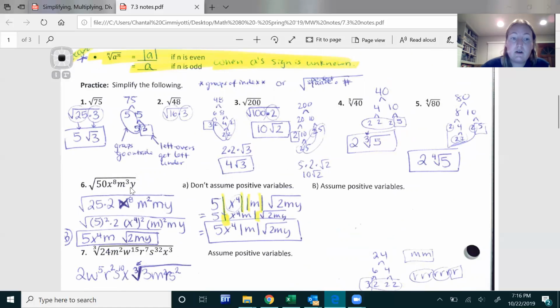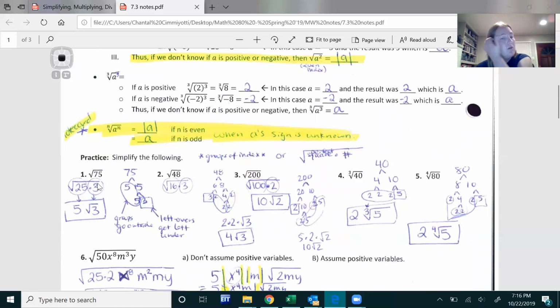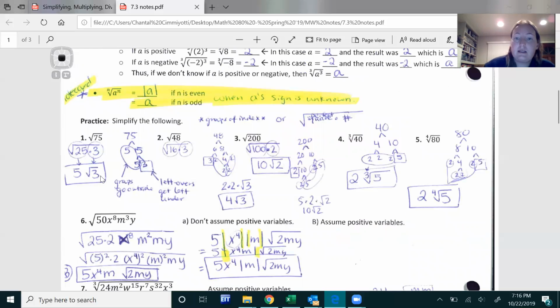But when I have x's or m's, I don't know if they're positive or negative. So let's work on some simplifying of radicals. Unlike the prior examples that I did in the last lesson, we're not dealing with perfect squares or perfect cubes, perfect nth roots. We have here the square root of 75.